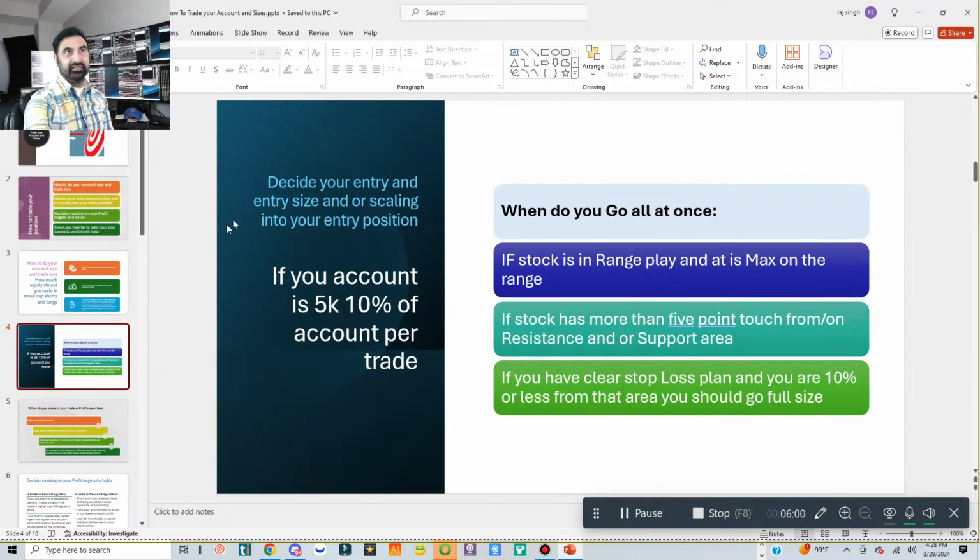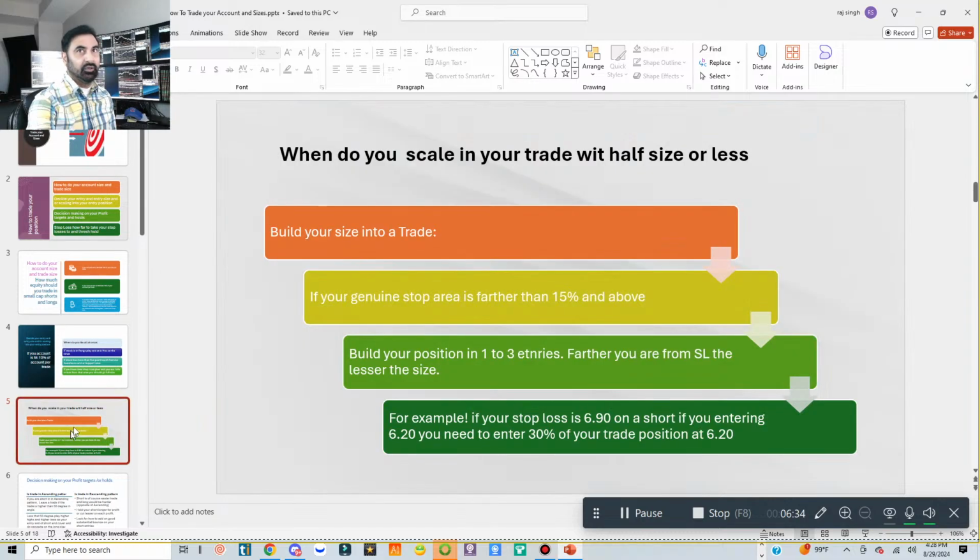So the next part is decide your entry size, or scaling into your position. We're going to talk about this one by one, but the first one is, when do you go all at once? If the stock is at the range play and it's at the max on the range, you go full size. If a stock has more than 5 touches from the resistance and support area and you're choosing the right direction, you go full size. If you have a clear stop loss plan and you are within 10% of that stop loss range, you go full size. And then of course the A+, and I'm going to talk about that, when to build in.